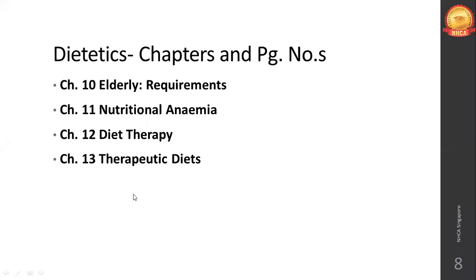Therapeutic diet, immunonutrition, routine hospital diets, clear fluid diet, full fluid diet, soft diet, regular diet, normal diet, tube feeding, parenteral feeding, enteral feeding, oral supplements. Types of food which is given through tube feeding.